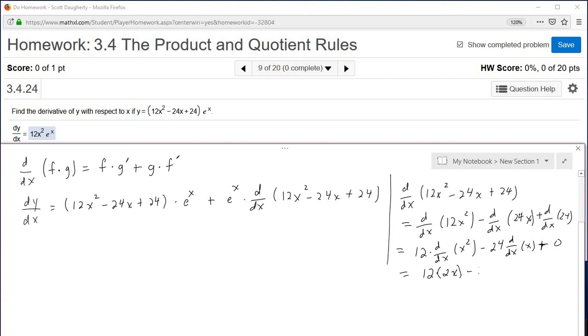Okay, minus 24 times whatever the derivative of x is, and you want to think of this as being x to the first power, and that way you could apply the power rule to this as well. So the 1 would come down in front, and you would multiply that by the x, so times 1. And then you would say x to the 0 power because you have to subtract 1 from the exponent.